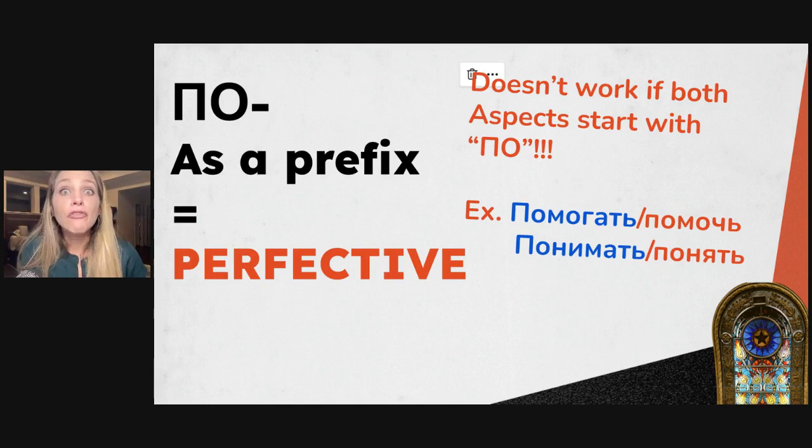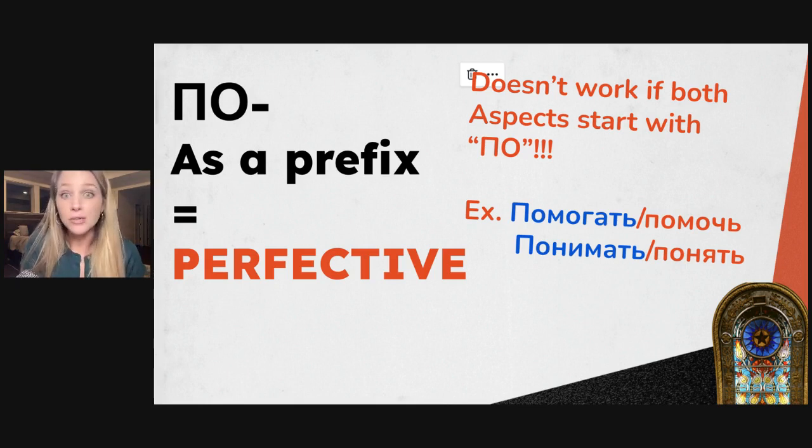Another very common prefix that often shows that a verb is perfective is the prefix po, which can mean to do something for a little bit. Now, big disclaimer here: po only perfectivizes a verb if one of the verbs has po and the other one doesn't. For an example like помогать and помочь, both of them start with po, so the po doesn't help us out here in any way, and you would just have to memorize which is which.